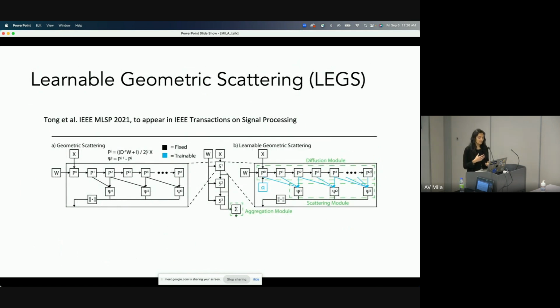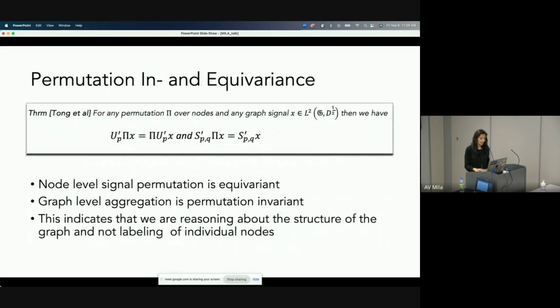So we wanted to put this into the frame of an end-to-end learnable network. And this is the one that was in the Transactions on Signal Processing. We have a neural network that recurrently applies diffusion to get different scales of diffusion. And you collect them in the form of these wavelets whose scales we specifically learn. And then once we have these signals, we can aggregate all the signals using the moment aggregation. So that's learnable geometric scattering.